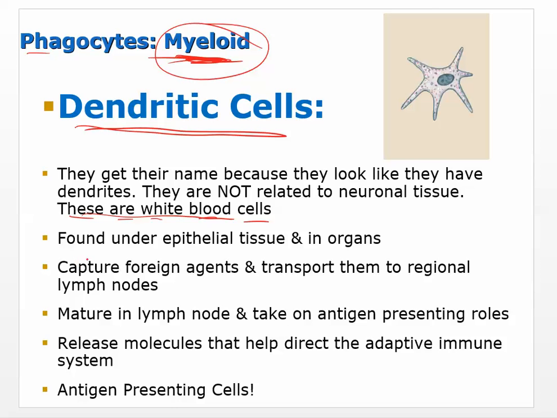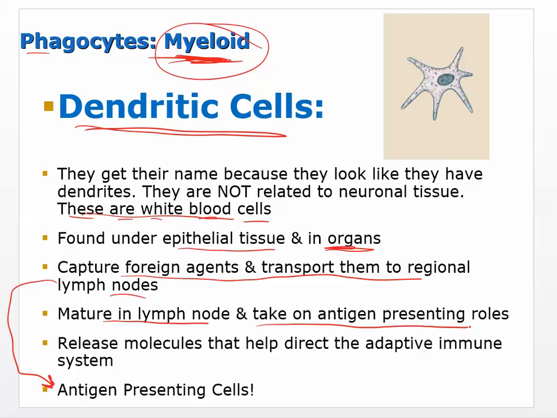They're usually found under epithelial tissue, so skin, and in organs. They capture foreign agents and transport them to regional lymph nodes, which means that they are antigen presenting cells, similar to what's going on with the macrophages. They mature in the lymph node and take on antigen presenting roles. Have I said that enough for not having explained it?